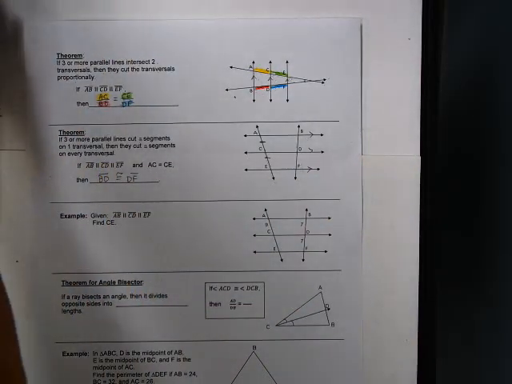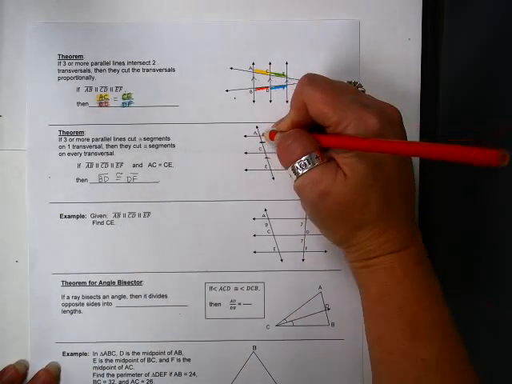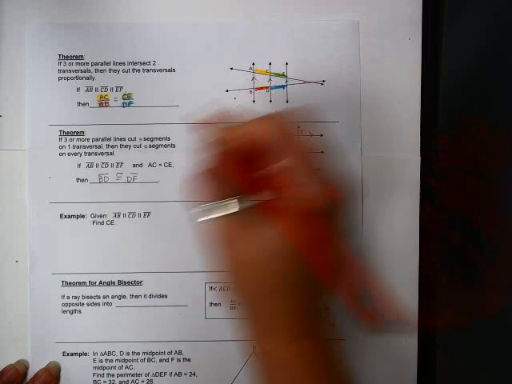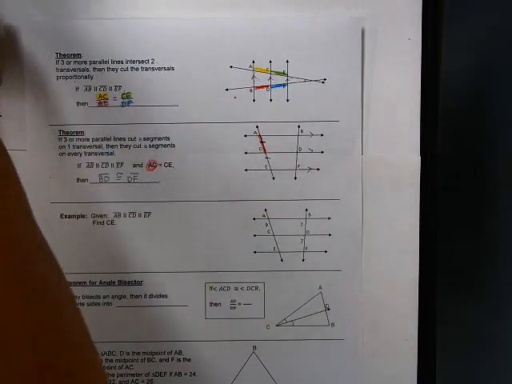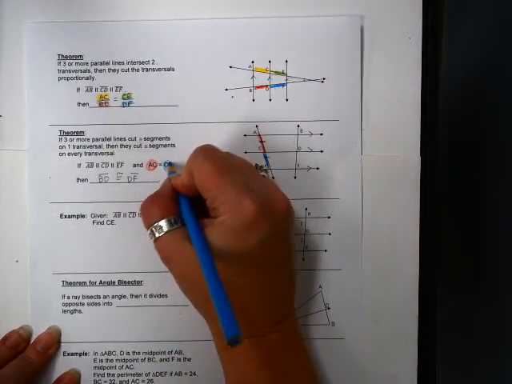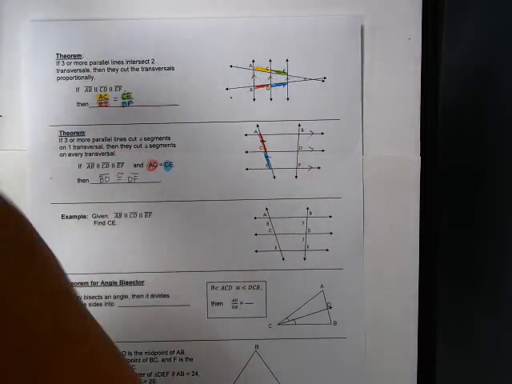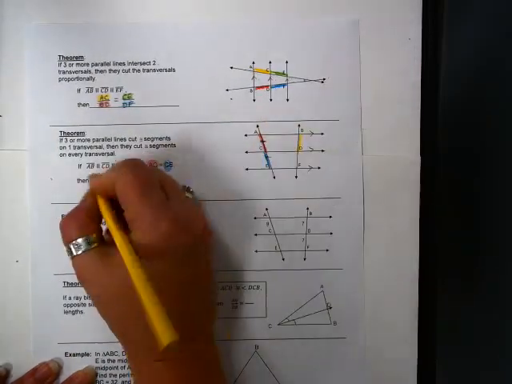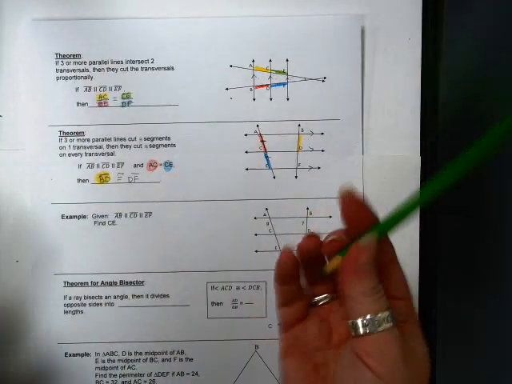Okay, so let's color code this. I have red. AC is red. And blue. This one's blue. Then I know that BD is yellow, and this one is green.